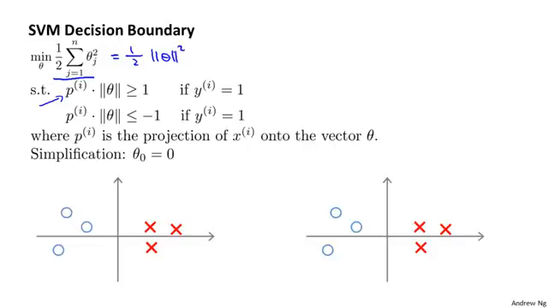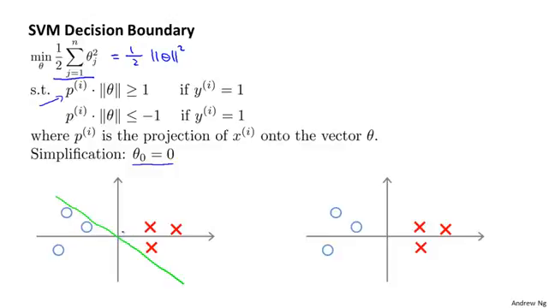So now let's consider the training examples that we have at the bottom. And for now, continuing to use the simplification that theta 0 is equal to 0, let's see what decision boundary the support vector machine will choose. Here's one option. Let's say the support vector machine were to choose this decision boundary. This is not a very good choice because it has a very small margin. This decision boundary comes very close to the training examples. Let's see why the support vector machine will not do this.